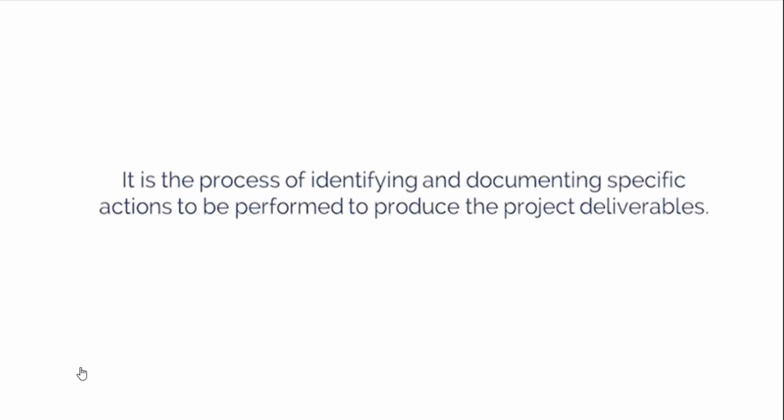The second process, define activities, is the process of identifying and documenting the specific actions to be performed to produce the project deliverables. In this process, we are taking the deliverables that we identified at the lowest level in the WBS, referred to as work packages, from the Create WBS process in the Scope Management knowledge area, and are further breaking them down into tasks or activities. These activities represent the work effort required to complete the work package. This will then provide a basis for estimating, scheduling, executing, monitoring, and controlling the project work.